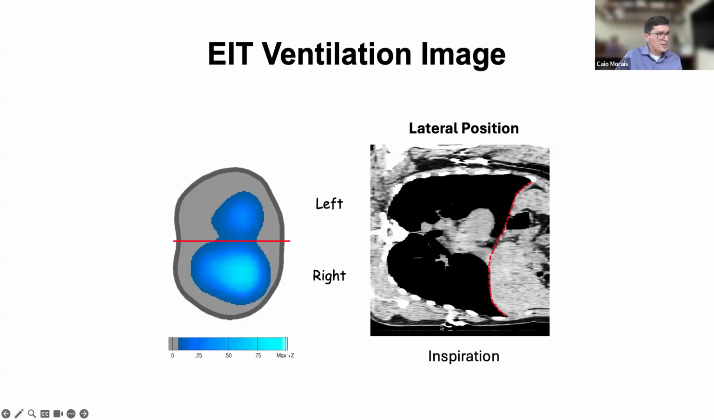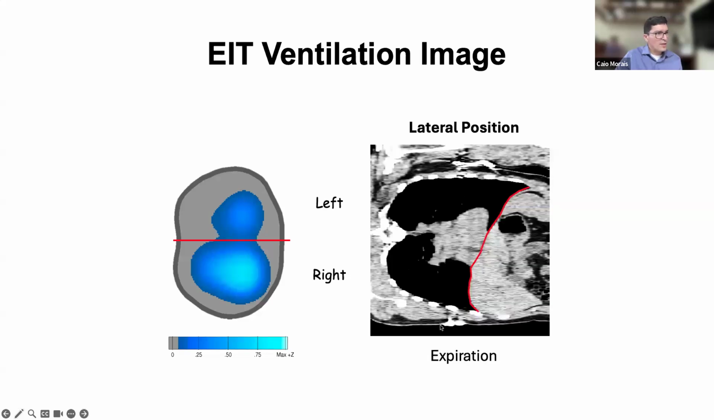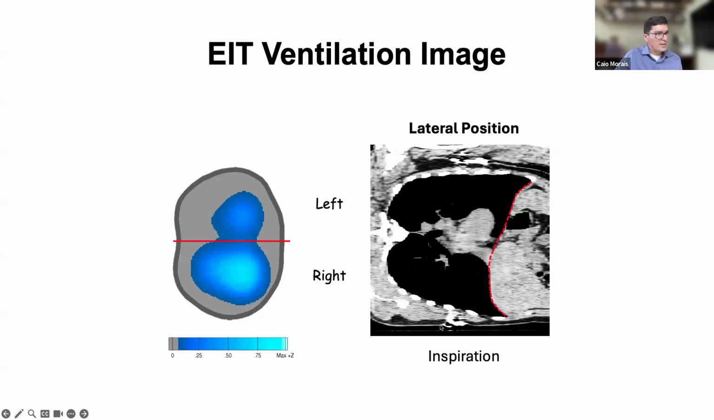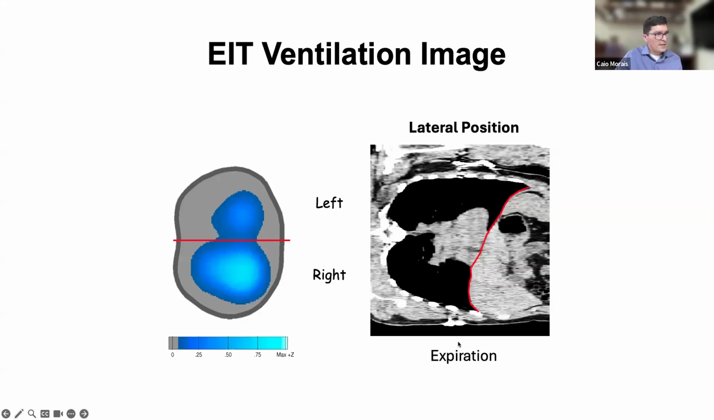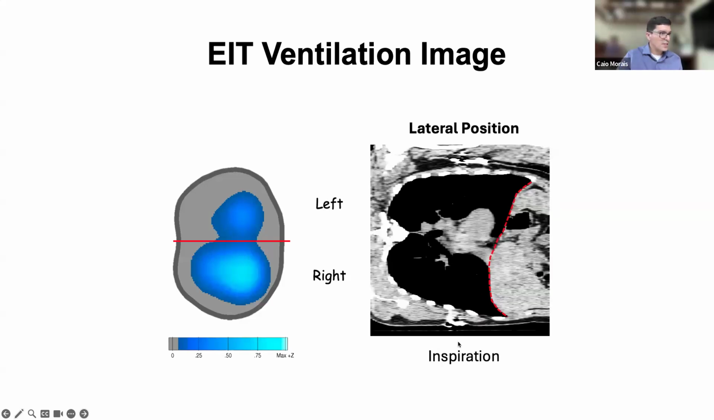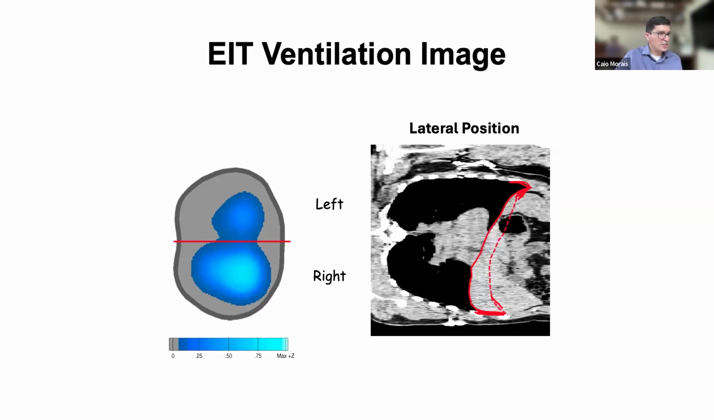From expiration to inspiration, we can see clearly that the right lung that's close to the bed is changing more in size, is increasing in size, is changing more ventilation. And this is exactly what the EIT measures. EIT measures the area that is moving more in terms of gas content.